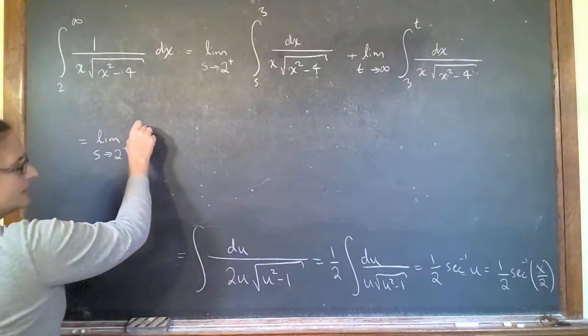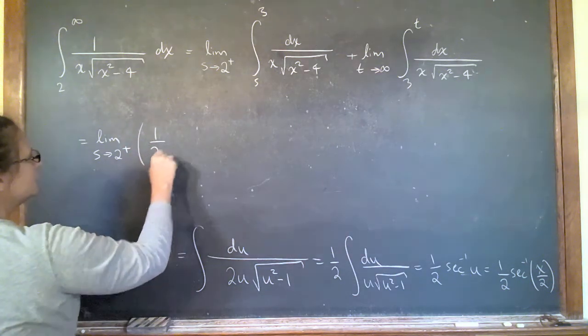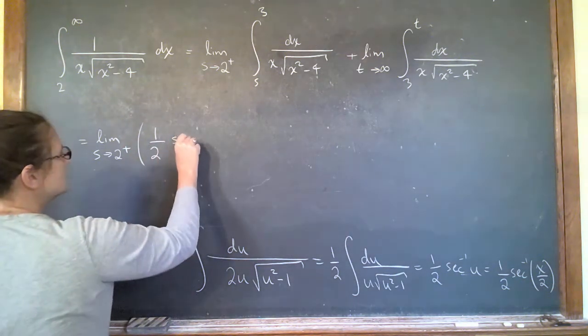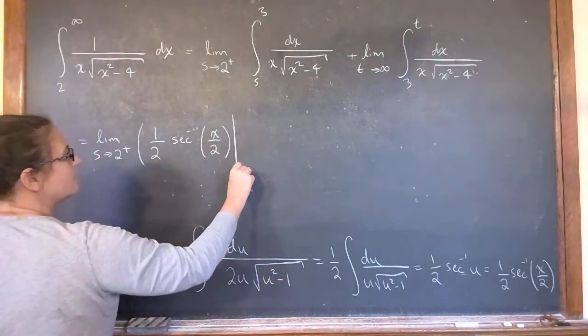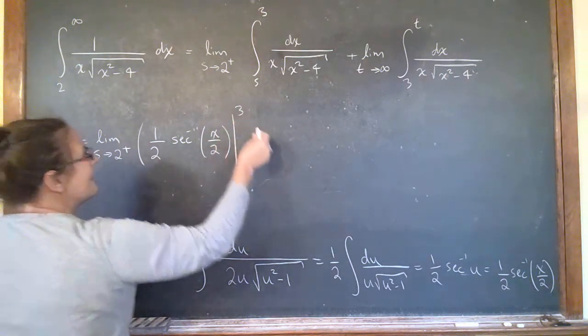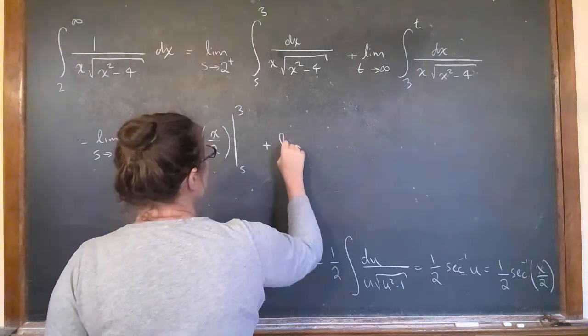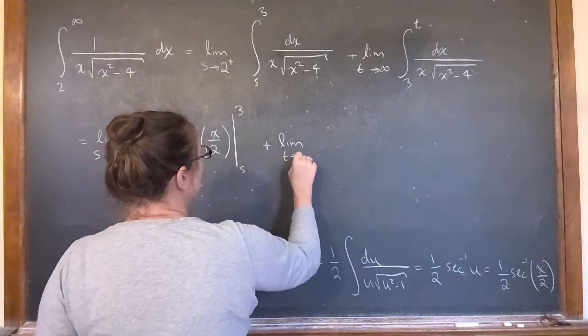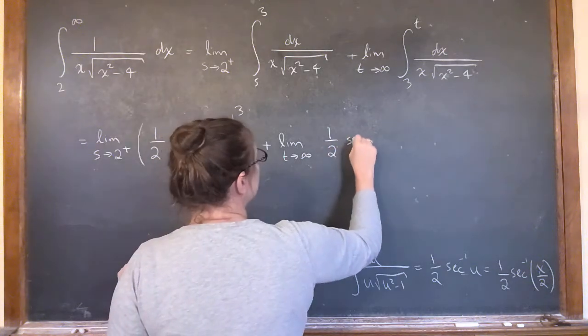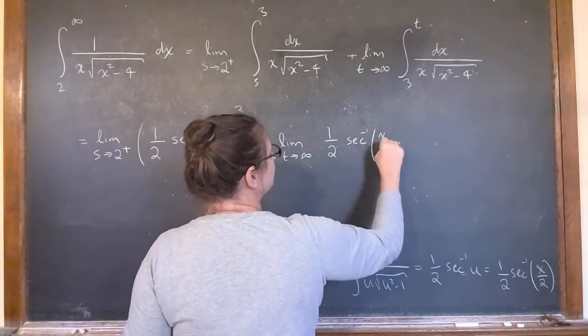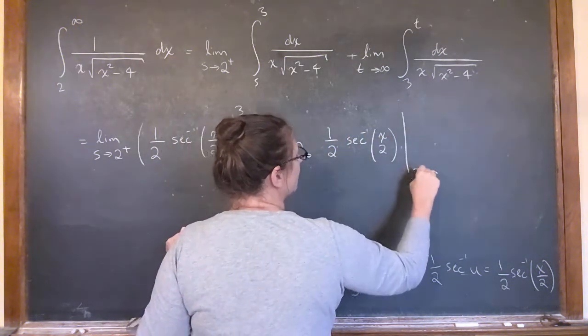What I have then is each of these integrates to inverse secant of x over 2. And so for my first, I'm evaluating from s to 3. And then my second one, I'm evaluating from 3 to t.